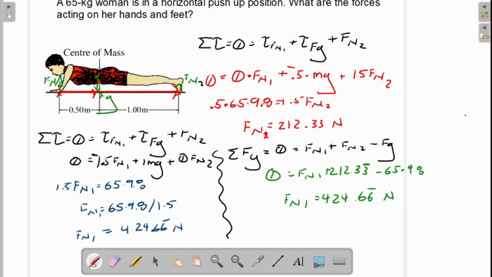As we can see, sum of forces y and the torques both give me the same answer. The normal force on the hands has to be 424.66, repeating, or 424 and 2/3 newtons. This simplification, this multiplication here, is one of the many tricks we'll run into. And in fact, many times you don't know multiple forces and you need to find them using a system of equations. You can set up the sum of forces y or the sum of forces x and your torques.